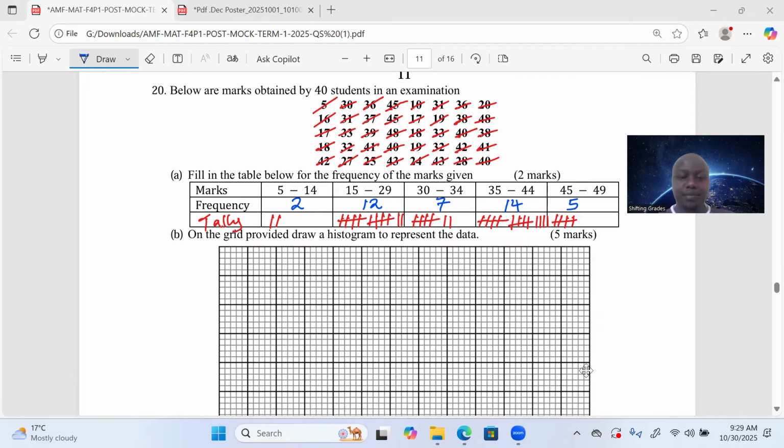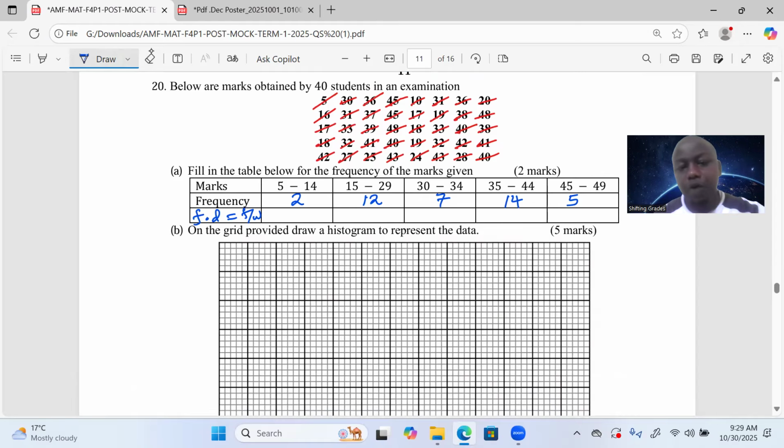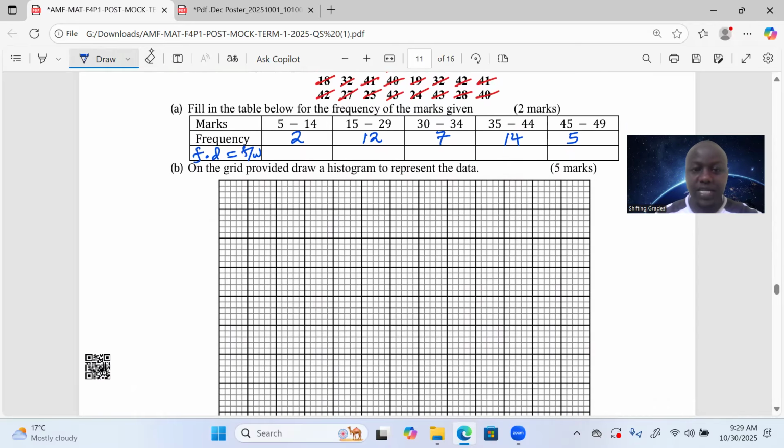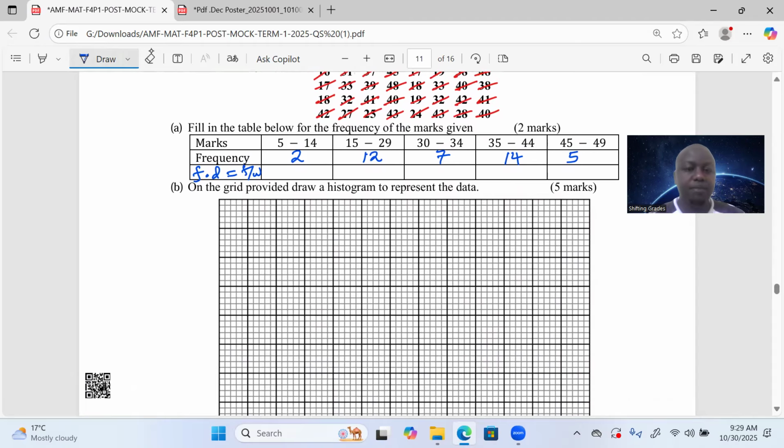But in a case like this, where the intervals are different, then we establish another row or column, depending on how the data has been placed, containing what we call frequency density. And how is frequency density obtained, ladies and gentlemen? Frequency density, FD, is given by frequency over class width. So now we'll be plotting frequency density against the boundaries.